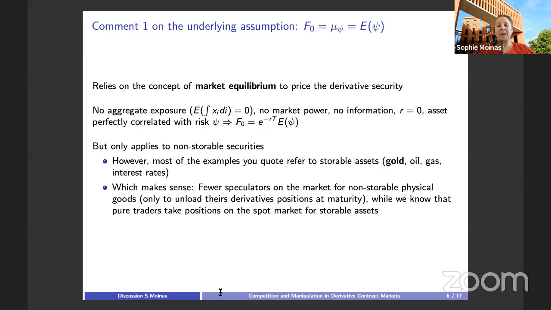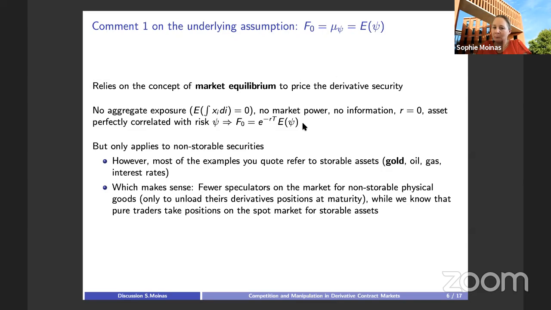And you motivate this by saying, well, the price of the derivative security at date 0, so when the people enter the hedge, so my F0, this is the fair price of the asset, and you simply say this is the expected value of the risk factor psi, okay? And you motivate that by saying there is no aggregate exposure, no market power on the derivative market, no information, everything is perfect.